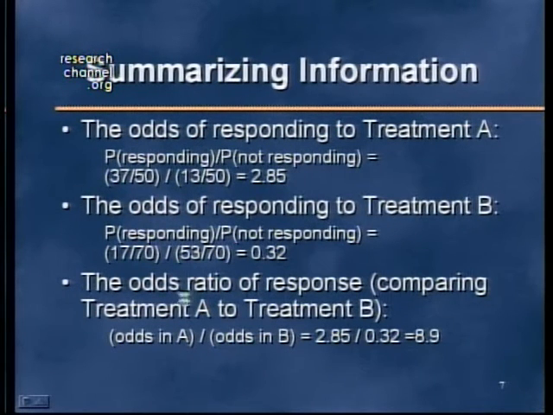A common summary might be the odds ratio of response. So it compares the odds in treatment A to the odds in treatment B. So we would take 2.85 divided by 0.32, and we would say that the odds of responding are 9 times higher in A than in B. So all of these are just different ways of summarizing the same information.